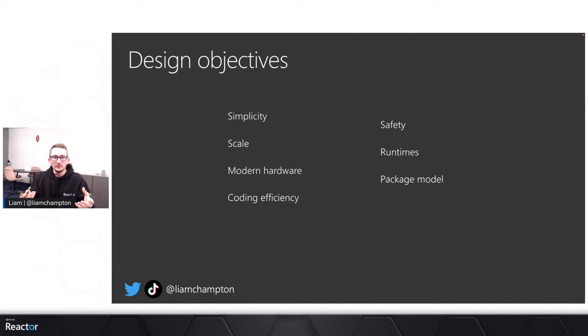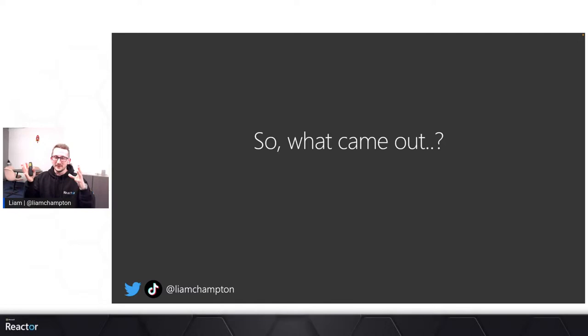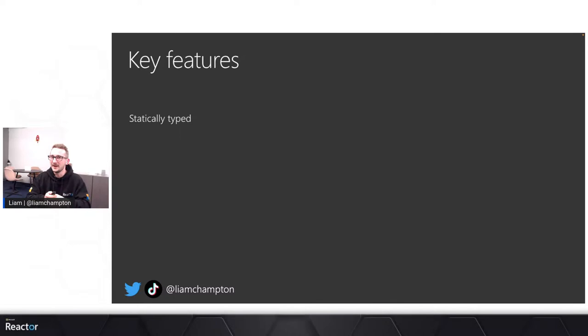Yeah. So what came out the other end? When it was released, what did they take those design objectives with, and what did they throw out the other end of the pipe? Well, they gave us a statically typed language, which was good for security, kind of. And we're going to talk a little bit more why I say kind of later on. Strong concurrency support. Okay, so they got something which rivals Java, or has the power of Java, rather.